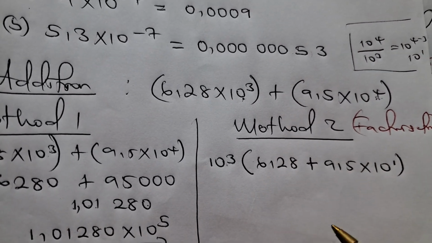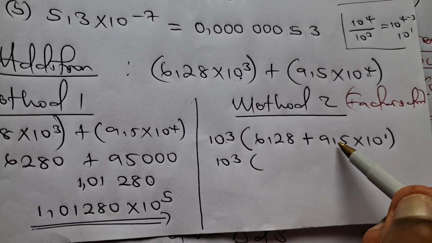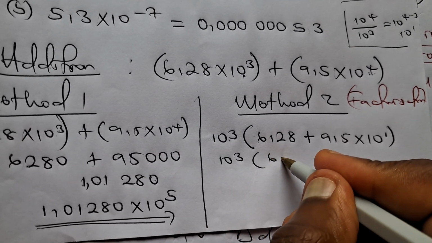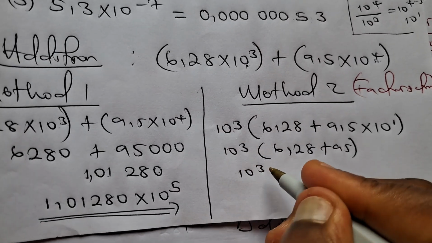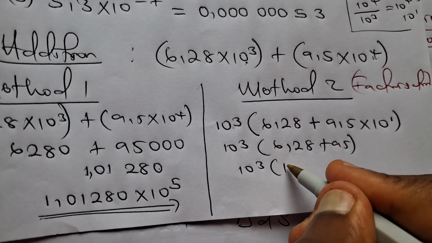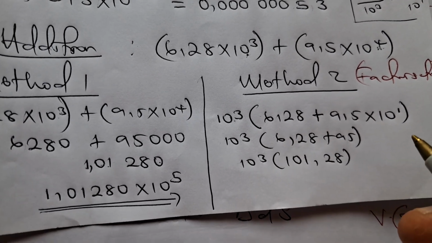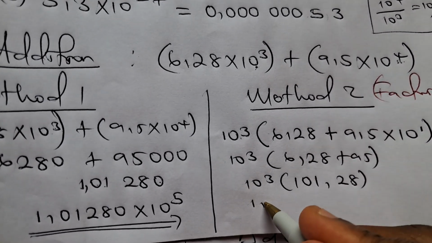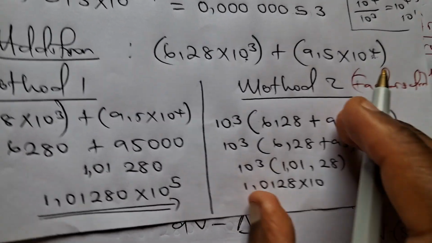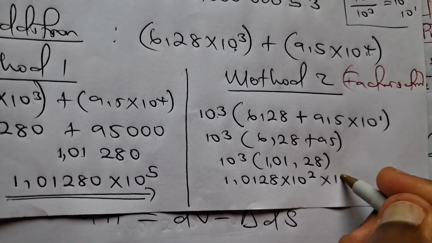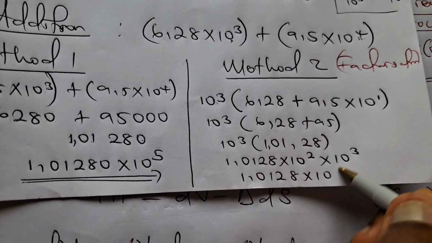So after that, you are going to say 10 to the power 3 times 6.28 plus 95. You are going to add, so it will be 10 to the power 3 times 101.28. But remember, it's not in the range of 1 to 9, so it will be 1.0128 times 10 to the power 2 times 10 to the power 3. The comma comes here. 1.0128 times 10 to the power what? 2 plus 3, you get 5.